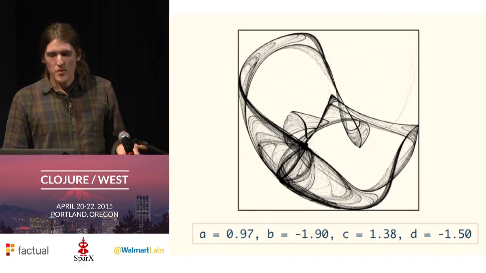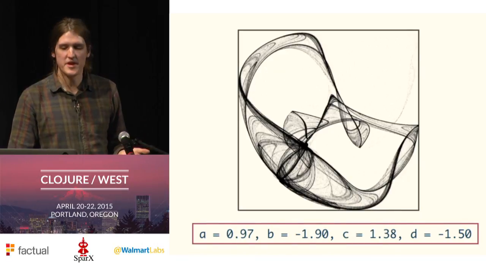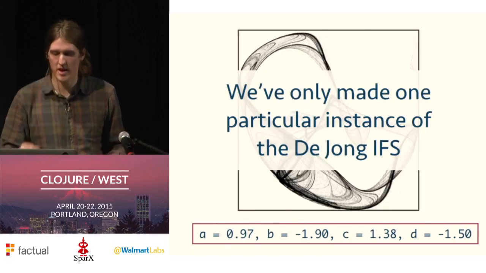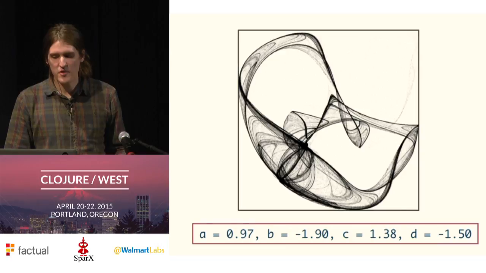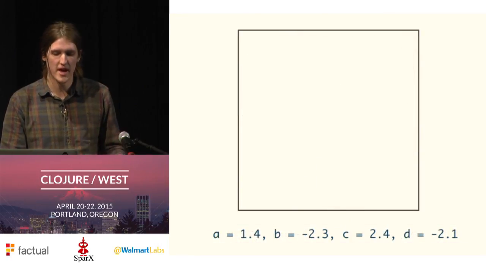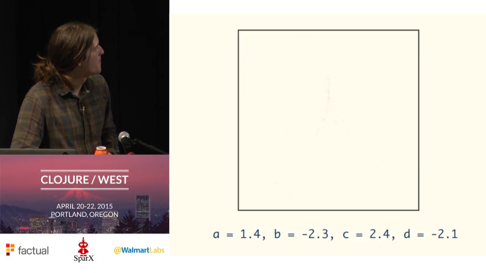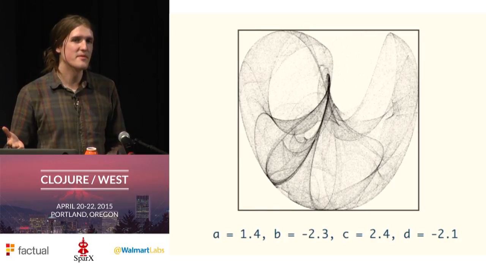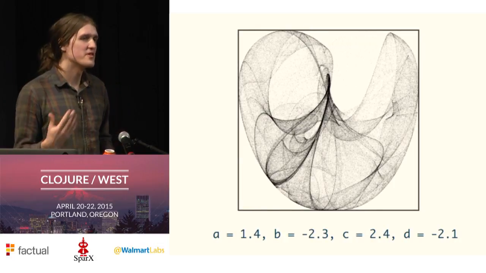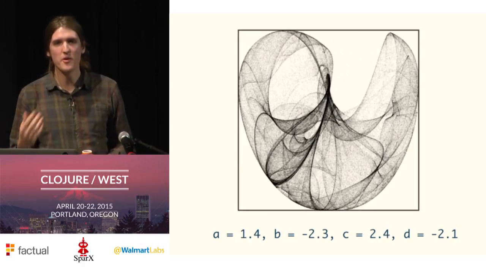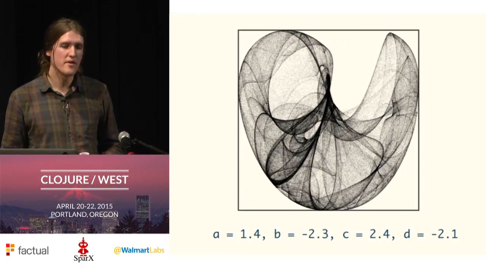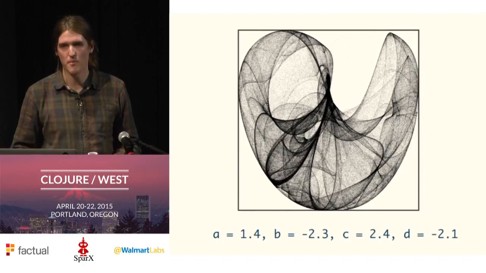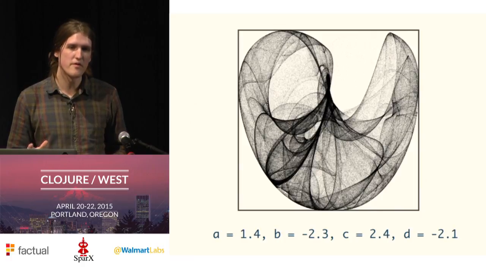Now, we've only made one particular instance of the de Jong IFS because we just picked some parameter values more or less at random. And if we change those parameter values, then we're going to get a different shape. Pretty neat, huh? I mean, it's got some similarities to the previous shape. There's still a bunch of sine-like curves that are composing this, but they're in a totally different arrangement. And we still see it has the same property of having detail that only gets revealed as we plot more and more points.